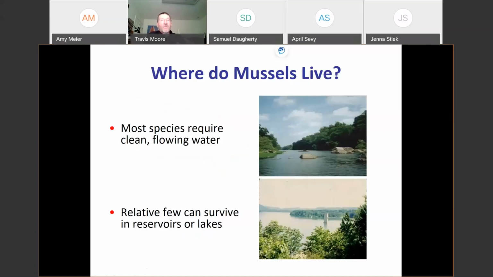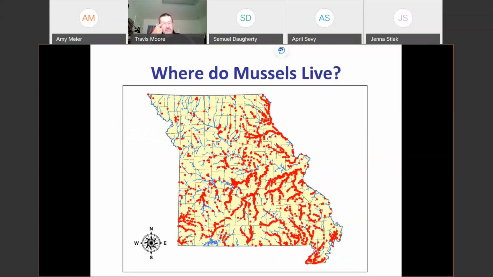All right, so in Missouri, you're most likely going to find mussels in our stream systems. There are a few that have adapted to live in lakes and reservoirs. There's even a species or two that have adapted specifically to live in wetlands. But by and large, our streams are where you're going to find them. And here is a slide that kind of shows some of the places that we have sampled over time.